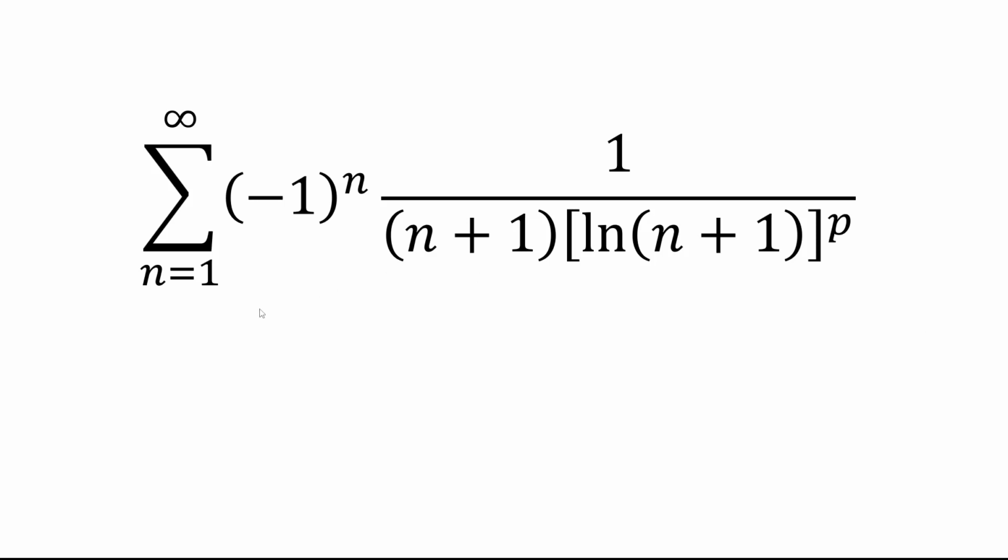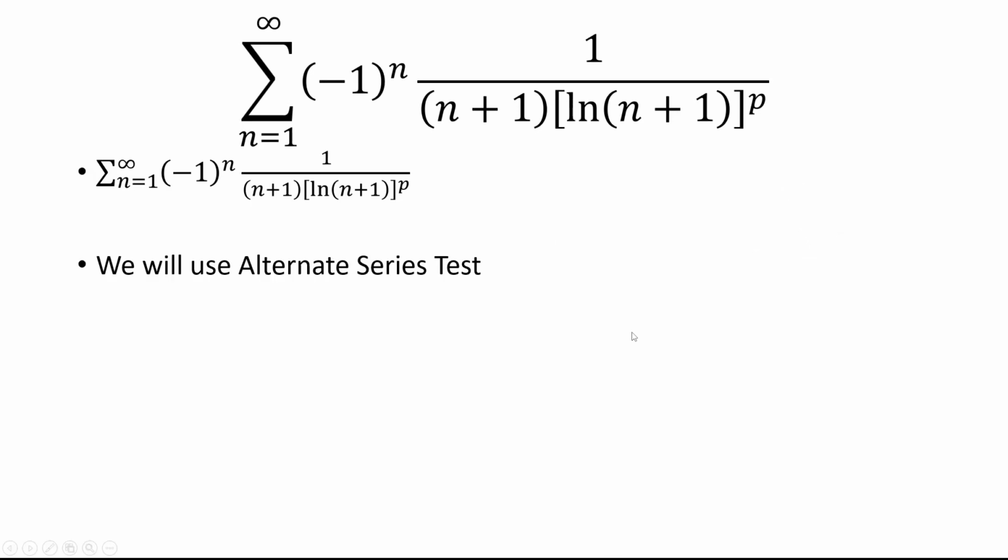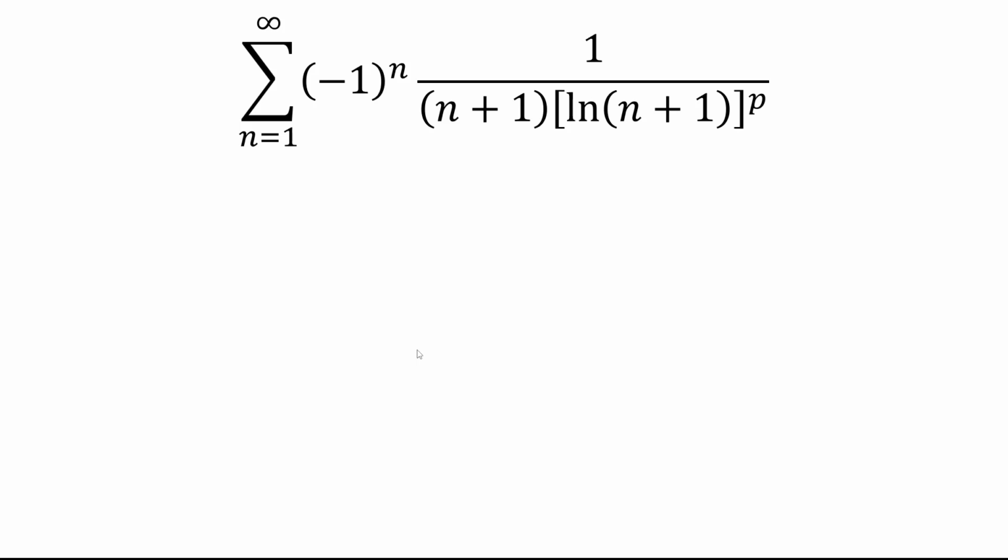In this video, we're given the sum from n equals 1 to infinity, and we want to see what value of p makes this series convergent. So obviously we're going to be using the alternating series test, and we can do that because the b sub n, really the 1 over (n plus 1) times (ln of n plus 1) to the p, is greater than 0 for n greater than or equal to 1. And it's alternating, so we can use the test.